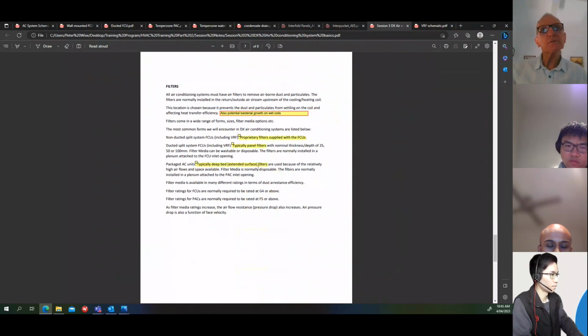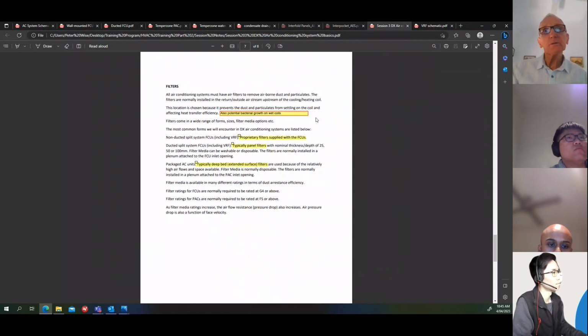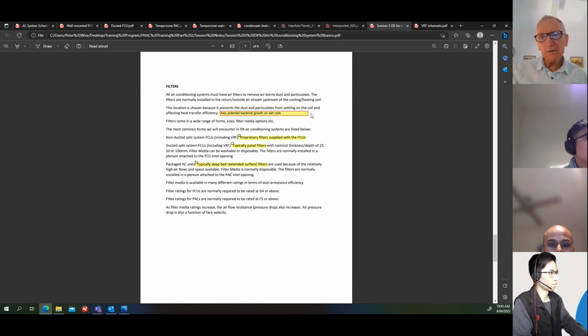All air conditioning systems must have filters to remove airborne dust and particulates. The filters are normally installed in a return / outside airstream upstream of the cooling or heating coil. This location is chosen because it prevents the dust and particulates from settling on the coil and affecting the heat transfer efficiency. So it's not easy to clean a coil.